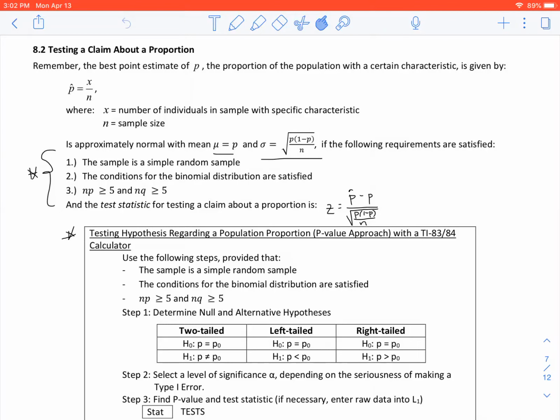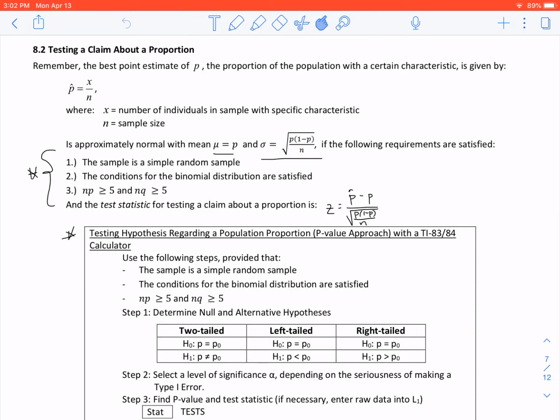Section 8.2, testing a claim about a proportion. Remember, the best point estimate of p, the proportion of the population with a certain characteristic, is given by p hat, which is x over n, where x is the number of individuals in a sample with a specific characteristic, and n is our sample size. And it's approximately normal with a mean equal to p and a standard deviation equal to the square root of p times 1 minus p divided by n.